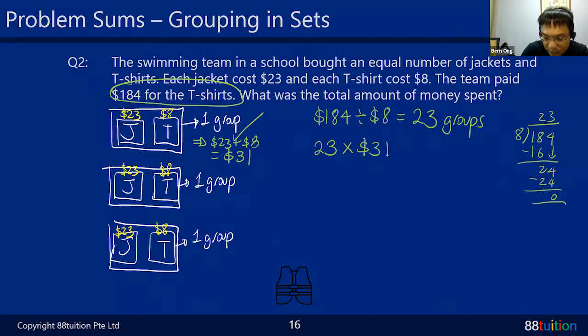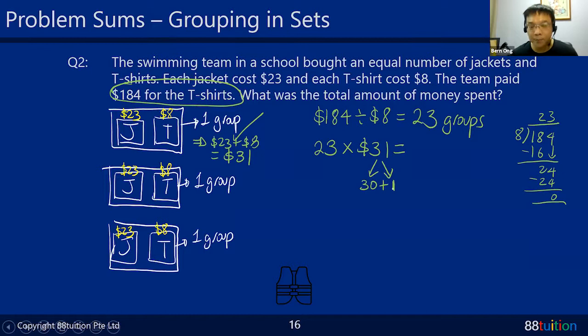Some of you say, I don't know how to do two numbers multiplication. Actually, there's another way of doing. Can I show it to you? Then you will have an additional alternative. This 31 can be written as 30 plus 1. Can you see that?